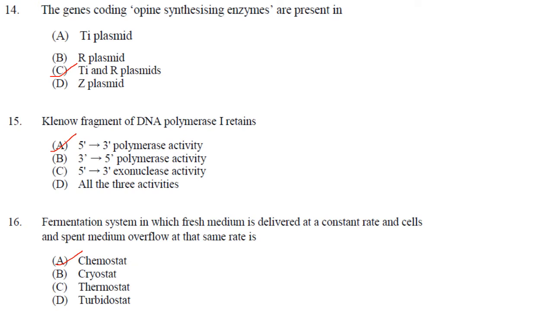So the answer here is Ti and Ri plasmid. They have not given Ri, but notation may vary from textbook to textbook. So the answer here is option C.